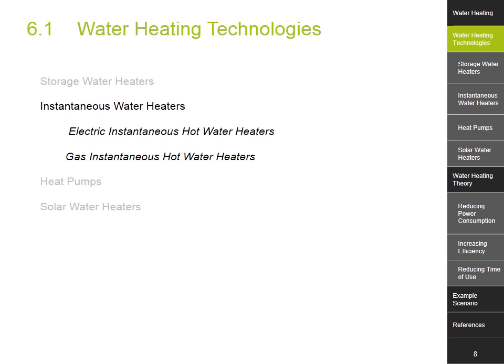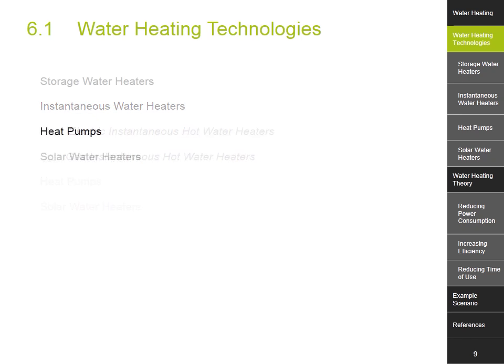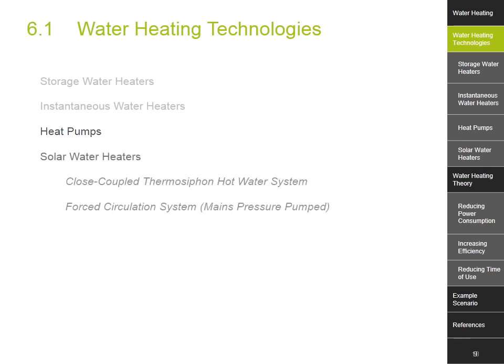Also, with instantaneous water heaters, there are two types: electric and gas-powered instantaneous hot water systems. Both types will be discussed. Heat pumps remove energy from a low temperature source and move it into a high temperature hot water tank. And solar water heaters can be grouped into two different groups: closed coupled thermosiphon hot water systems and forced circulation systems, or mains pressure pumped water heaters.